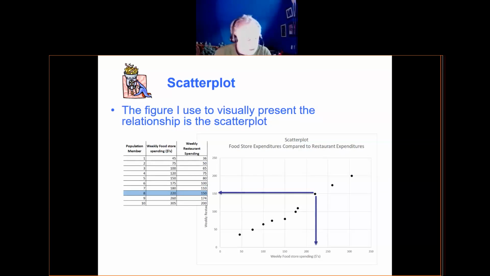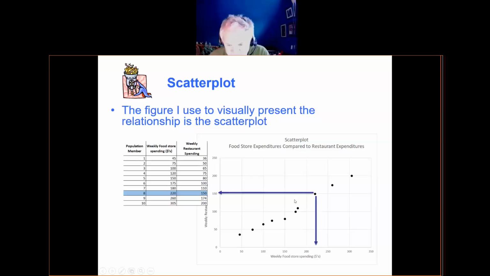In terms of a visual, the visual that I use is the scatter plot. Here are the people in the population, all 10 remaining people under 30 or whatever. Here's what person one spent at the grocery store that one week, and here's what they spent at the restaurant. So if I look at the person who spent $220 in groceries and roughly $150 at the restaurant.